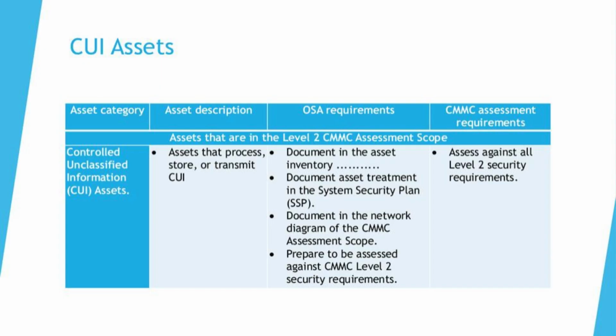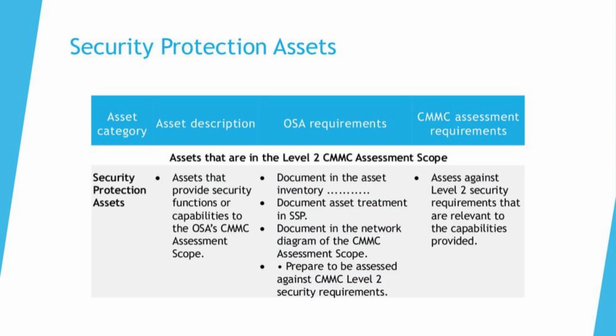Security protection assets, SPA. All right, moving on. Category 2, security protection assets, or SPAs. This is where things start to get a bit more nuanced, maybe offering some flexibility. Exactly. SPAs are different because they don't necessarily touch the CUI itself, but they protect the things that do. They provide security functions for the CMMC scope.